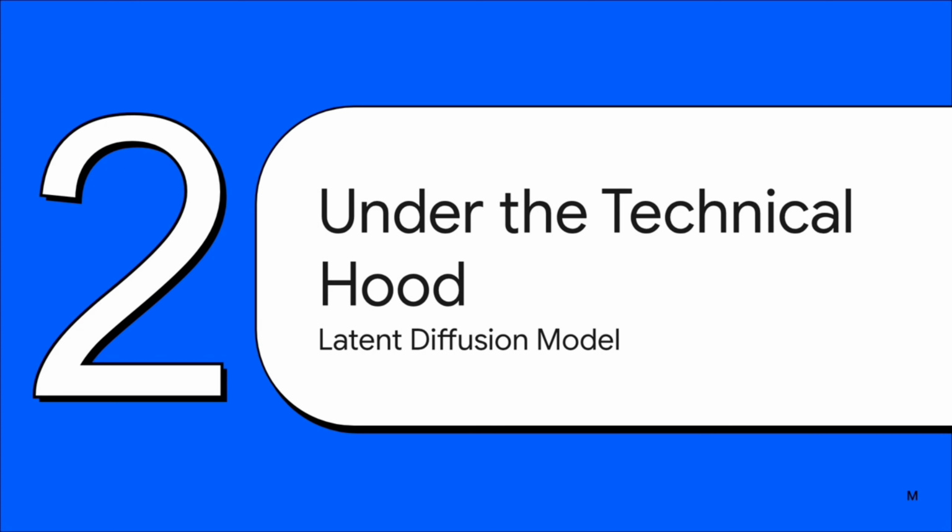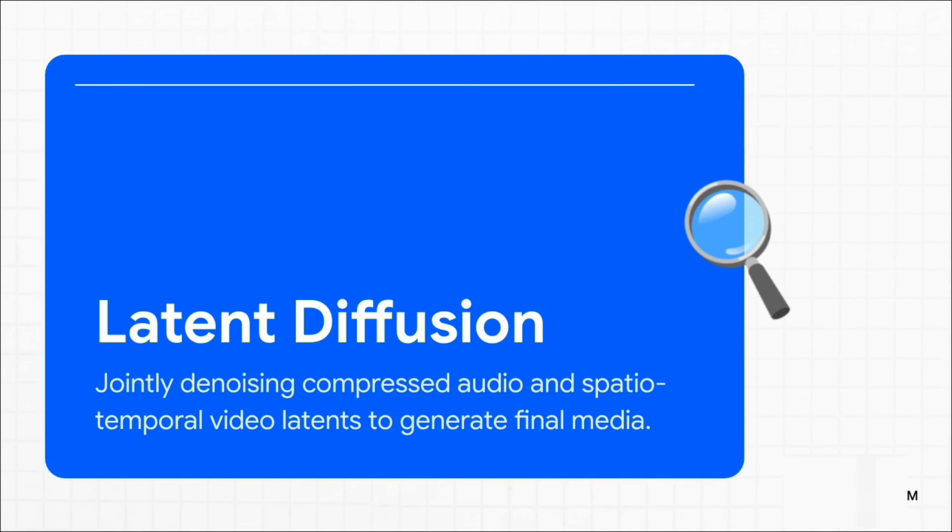Moving on to part two, under the technical hood. We know what it looks like, but how does it actually pull this off? Let's talk about the science. The huge breakthrough here is something called latent diffusion. See, instead of the AI trying to learn from giant, raw pixel files or heavy audio waveforms, which would completely fry the compute, the data is first compressed by autoencoders into what we call a latent space.